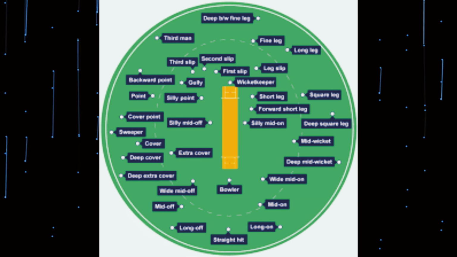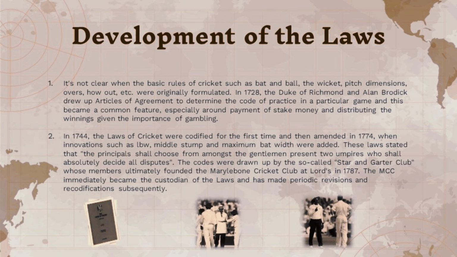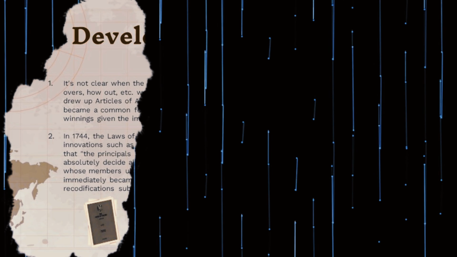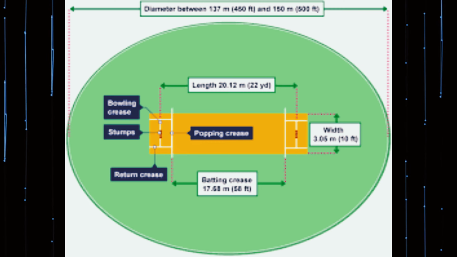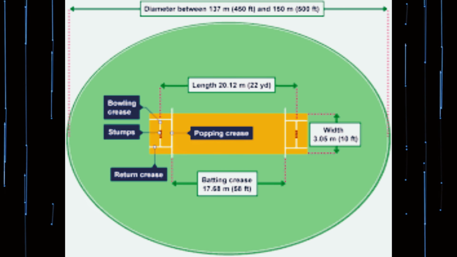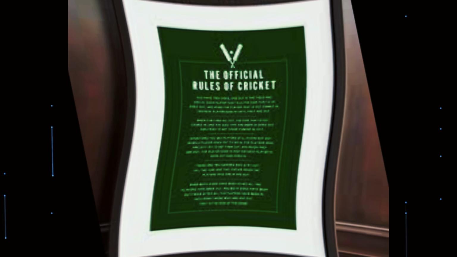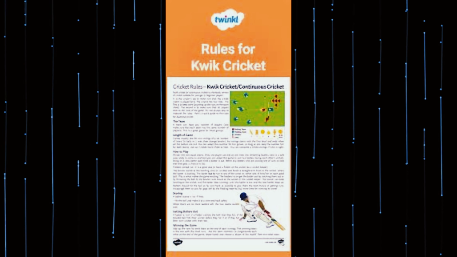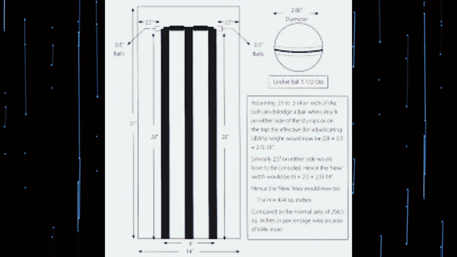The evolution of cricket, laws and early growth. The origins of cricket's foundational rules, bat and ball, wickets, pitch dimensions and dismissal methods, remain clouded in mystery, but by 1728, significant strides were made. The Duke of Richmond and Alan Brodrick drafted the Articles of Agreement, formalizing play and addressing stake money and rewards, reflecting the era's gambling culture.